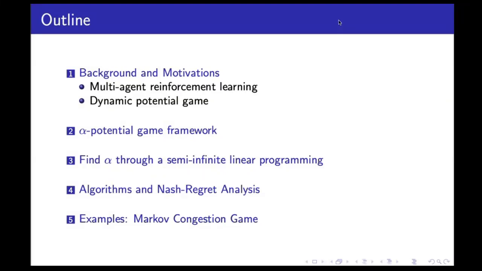Let me start with some background and motivations in multi-agent reinforcement learning, and also the dynamic potential game that is related to this work. Then I will introduce our framework, what this alpha potential game framework is, what its alpha is, how to find it through an optimization framework, and also some algorithms and Nash regret analysis in multi-agent reinforcement learning. Eventually, I will give you more concrete examples to apply this framework.